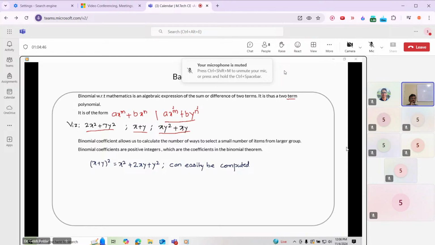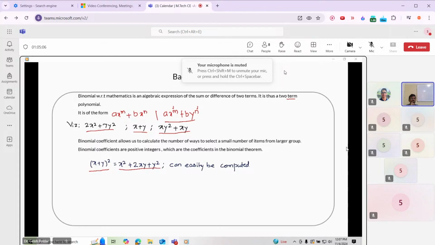You might have studied it earlier, and if you have not, go to the video and refer to the binomial theorem again. So let's say we have one equation. Is it having a binomial form? Yes, (x plus y) whole square. So it turns out to be x square plus 2xy plus y square.